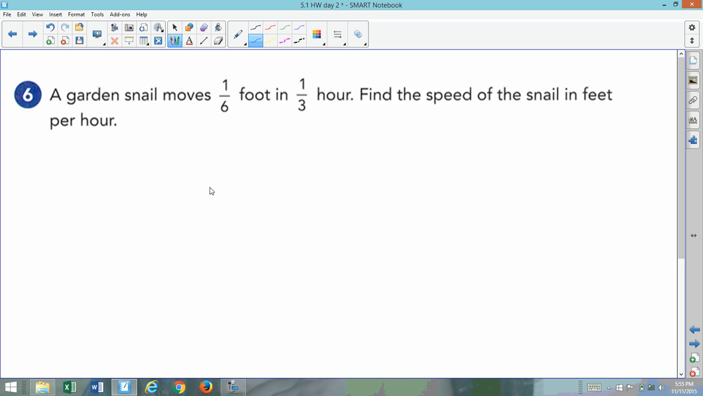Garden snail moves 1/6 of a foot in 1/3 of an hour. Find the speed of the snail in feet per hour. So we do 1/6 feet, 1/3 hour. Keep our labels the same. Feet per hour. We're trying to get to 1. So what do we have to do to 1/3 to get 1? Well, we have to multiply it by 3. You have to do the same here. Multiply by 3.